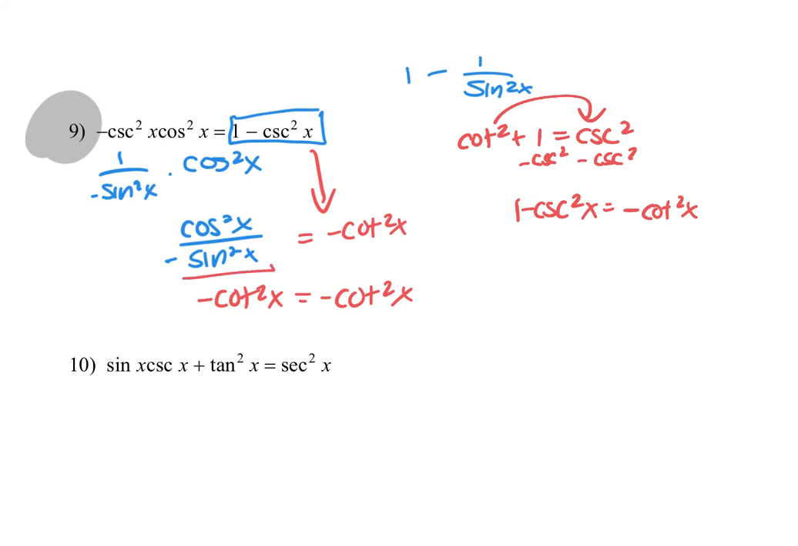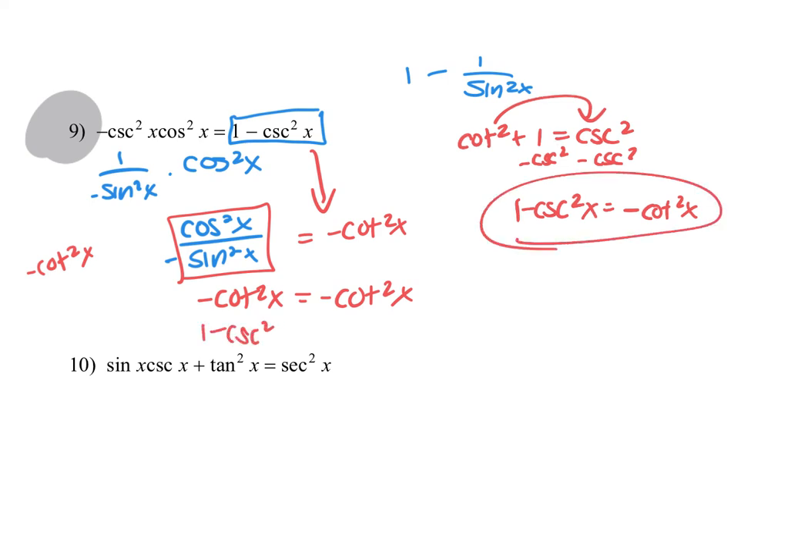But you could have also said, okay, this is negative cotangent squared x. Then go here and say, what would negative cotangent squared x be? And it could have been 1 minus cosecant squared x equals 1 minus cosecant squared x. God bless you. Any other questions before we get into the class kick?